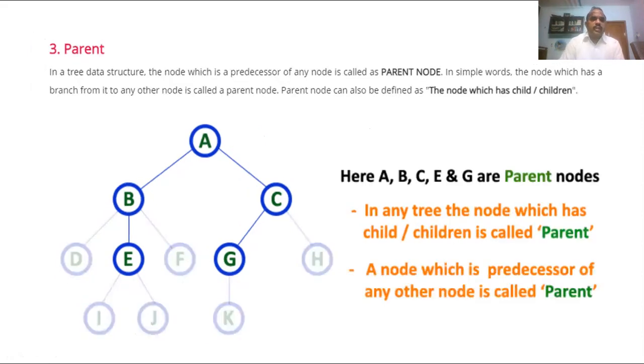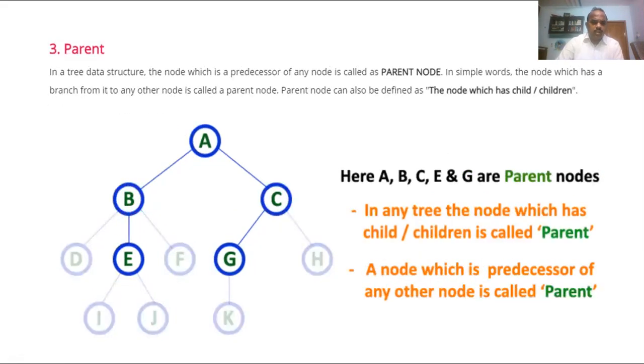Next one is parent. For example, this root is a parent. Then B is a parent. C is also a parent. Clear? So in a tree data structure, the node which is a predecessor of any node is called a parent node. Then this is called a child. A has two children, B has children, C has children. So A, B, C are the parent nodes.